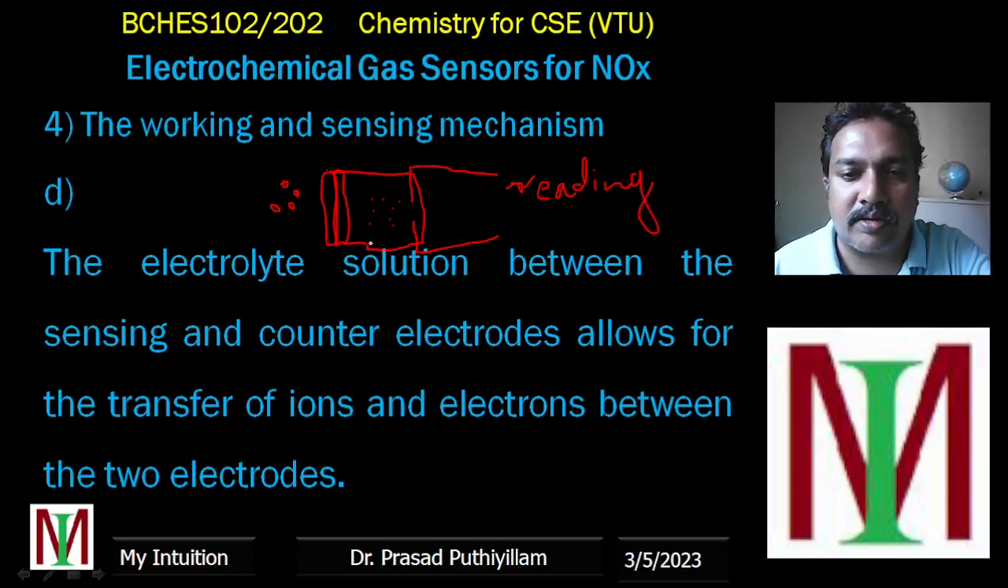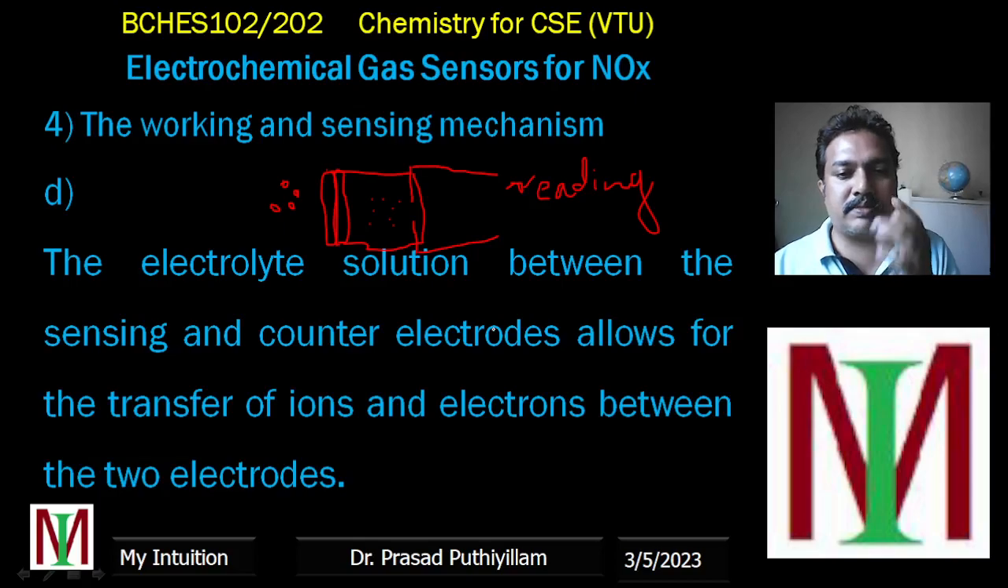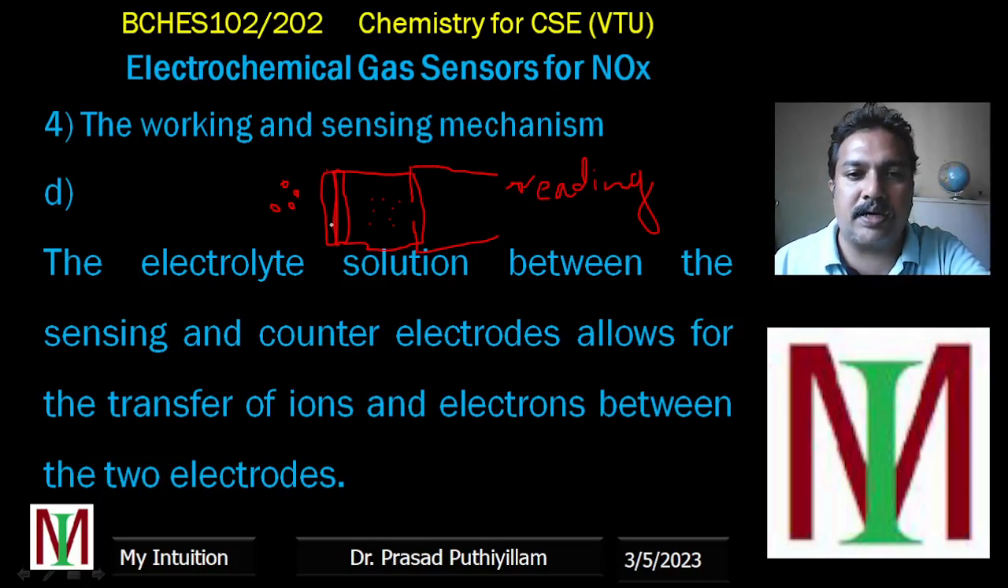We should have a temperature sensor also. So this is the basic setup which I am explaining: it has a sensing electrode, an electrolyte, and a counter electrode. This one is the counter electrode. I think the mouse option is there. Okay, you can see. I'll come back to the mouse screen.